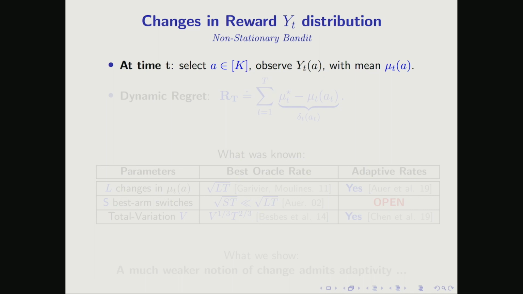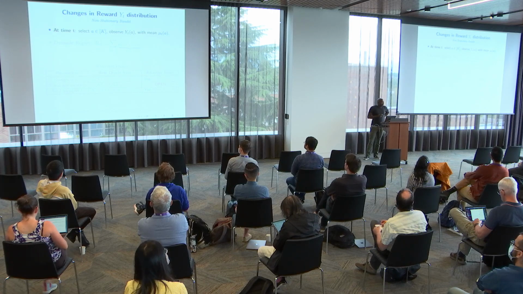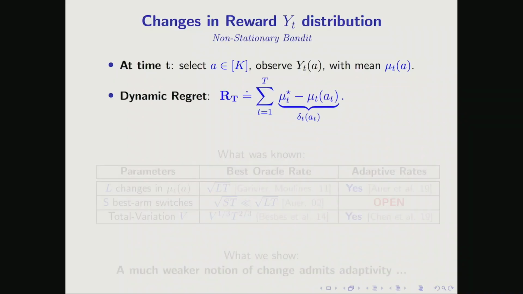The mean of the reward will be denoted mu t of A. I'm calling it mu t because here it's non-stationary. We are assuming that the mean is changing over time. So we are interested here in this notion, the dynamic regret.